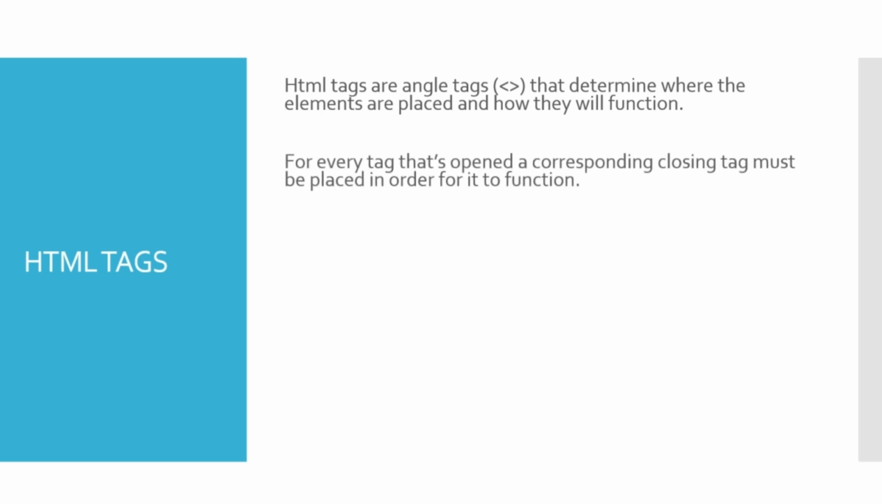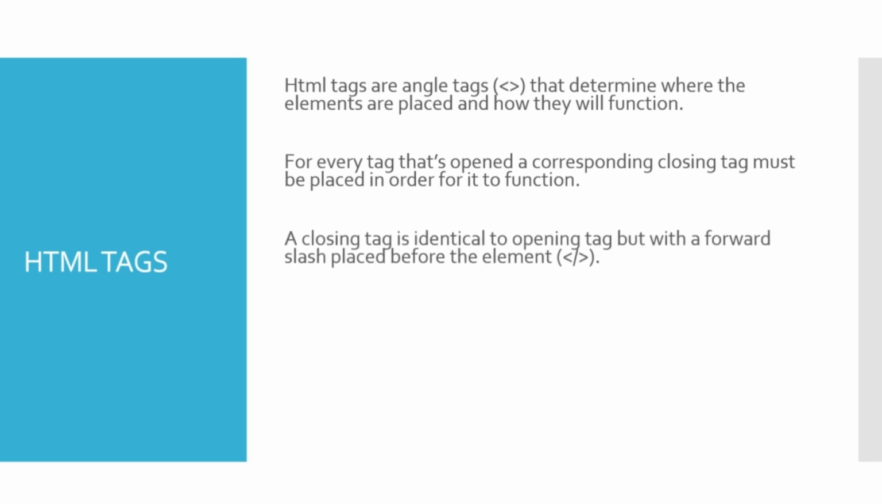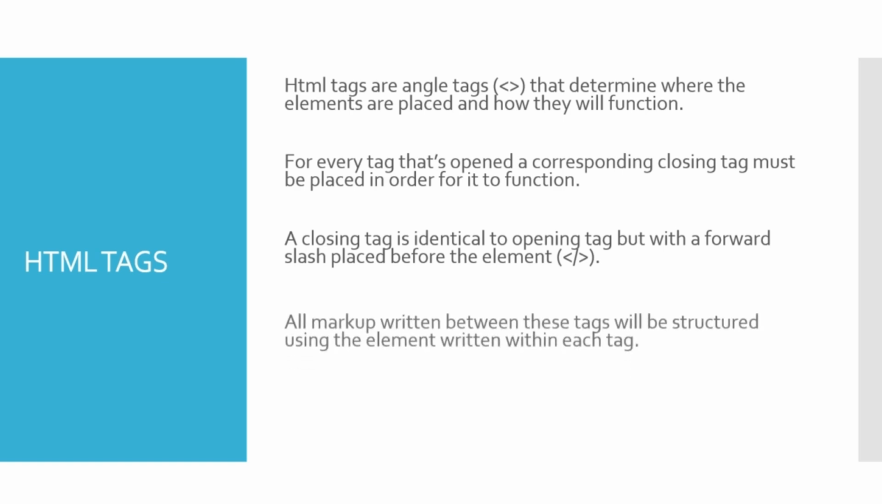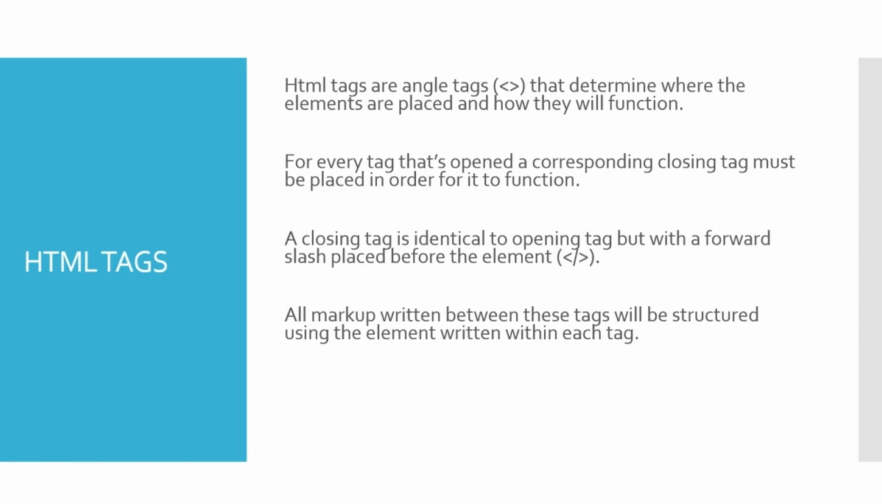So for every tag that is open, there is a corresponding closing tag that must be placed in order for it to function. A closing tag is identical to an opening tag, but with a forward slash placed before the element. All markup written within these tags will be structured using the element written within each tag. Just like I said before, if we put a paragraph in between the opening and the closing tag, all the text that you typed between those tags will come out as a paragraph.